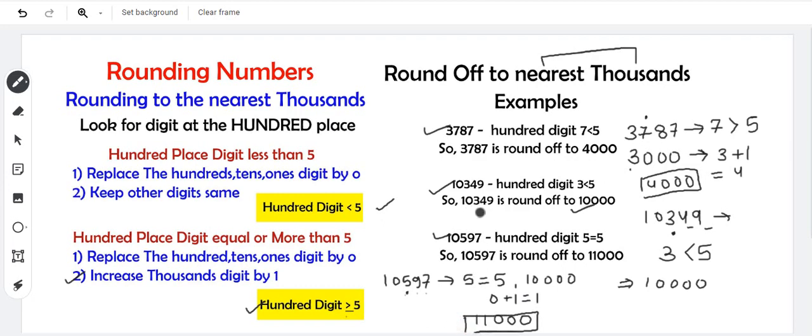So 10,597 is rounded off to 11,000 under nearest thousands. Is that clear?